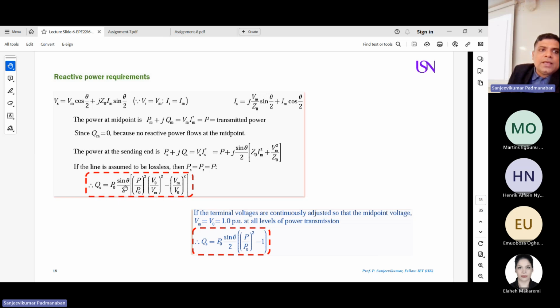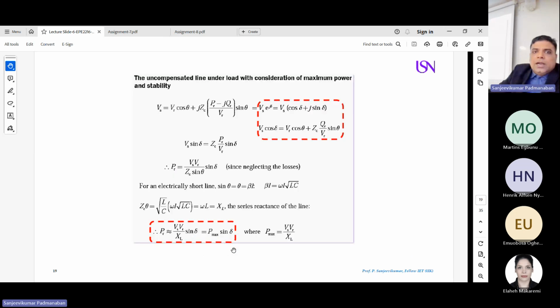This is required if I have a system and want to calculate the reactive power requirement of a transmission line, use this formula. Then in case of the midpoint, if I want to calculate the reactive power requirement at the midpoint between the generator and the load center, what is the formula? This is the formula: P naught into sine theta divided by 2 into P by P naught whole square minus 1. So this is the overall reactive power. You can measure either on the sending end or receiving end, and you can apply the earlier formula for calculating on the sending end. But if I want to measure at the midpoint of the transmission line, I have to apply this formula.